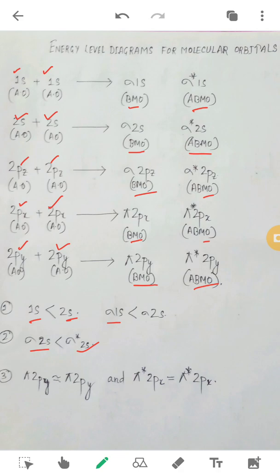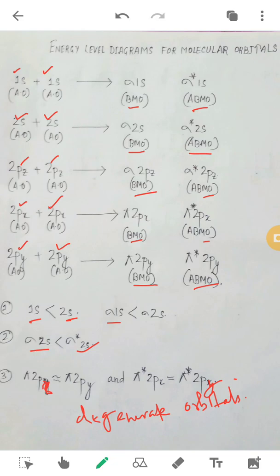Third point, you have to remember that when we talk about px and py, here we have degenerate orbitals. Degenerate orbitals means orbitals which have the same energy. So pi 2px will be equal in energy with pi 2py. Similarly, pi star 2px will be similar in energy with pi star 2py. These things you will be seeing.